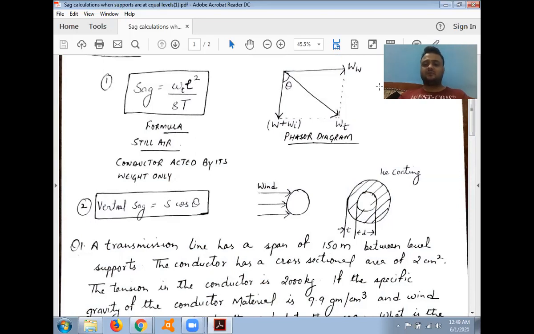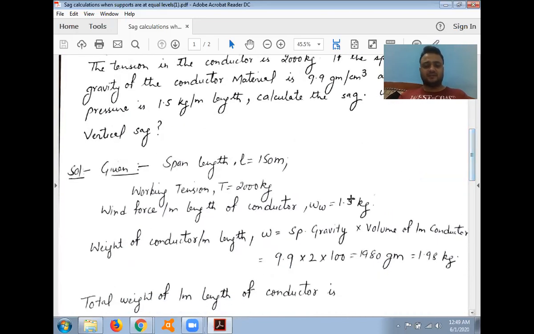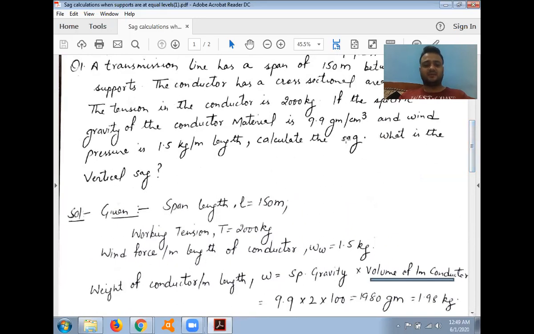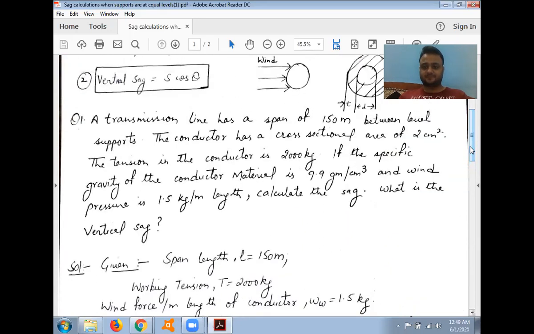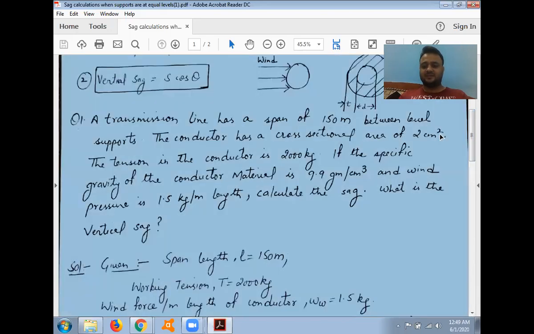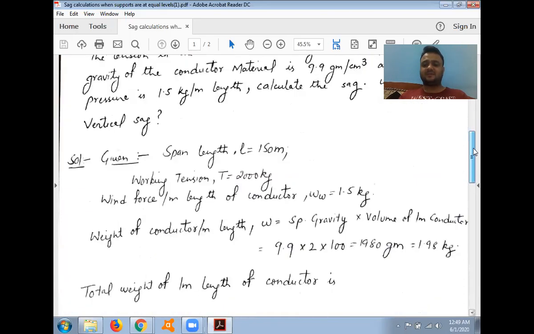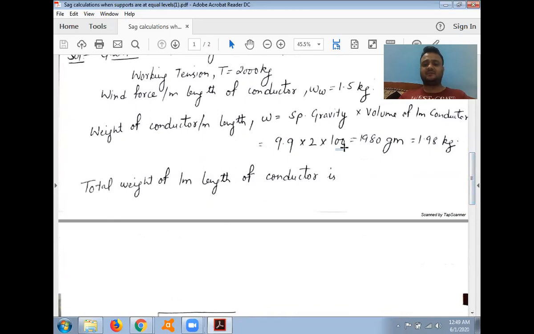So we are calculating the weight of the conductor per unit length. The specific gravity is given as 9.9 gram per centimeter cube, multiplied by the volume of 1 meter of conductor. The cross sectional area of the conductor is given as 2 centimeter square, so centimeter must be converted into meters. That is why this is multiplied by 100. So the answer will be 1980 gram. The final answer will be 1.98 kilogram.